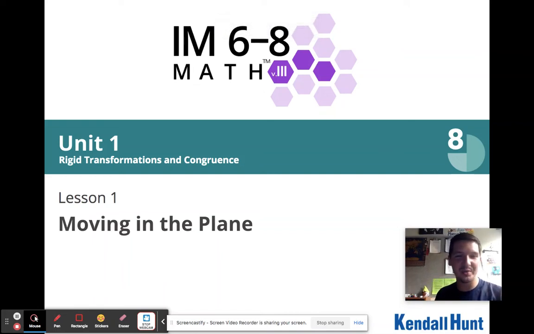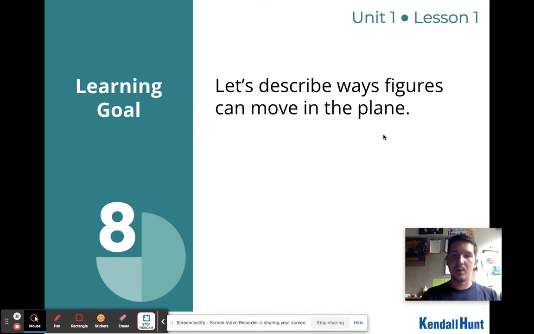Our first unit is going to be on rigid transformations and congruency. The official first lesson is called Moving in a Plane. We're going to be thinking about planes and what that means in math, and then how we can move figures within that plane. Again, let's describe ways that figures can move in a plane. That's our learning target.